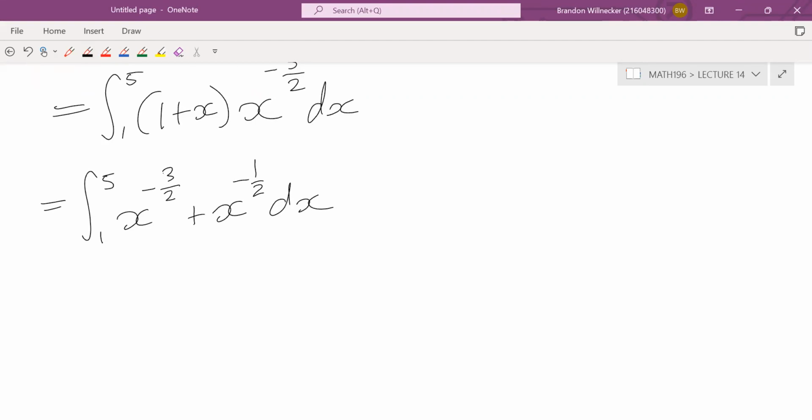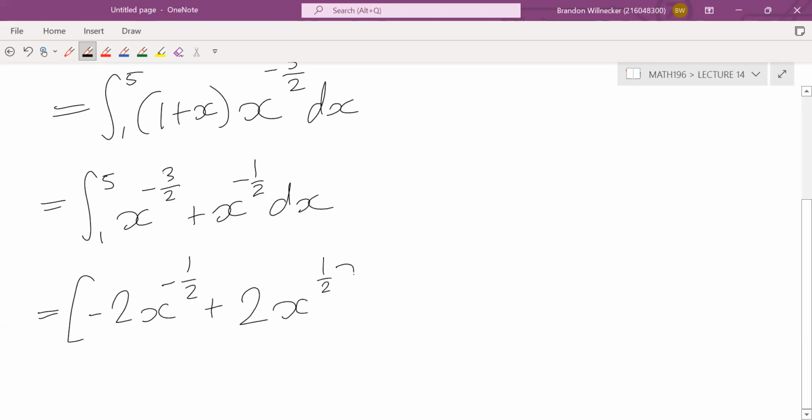Okay, so let's integrate. So we add 1 to the exponent to make it minus 1/2. Divide by minus 1/2, that's the same thing as multiplying by minus 2. And then for the next one, we add 1 to the exponent to make it 1/2. Divide by 1/2, that's the same thing as multiplying by 2. And then we have x to the 1/2. Okay, going from 1 to 5.